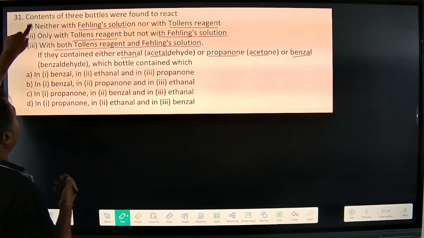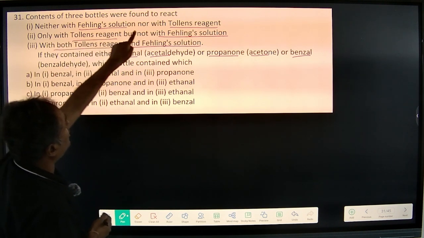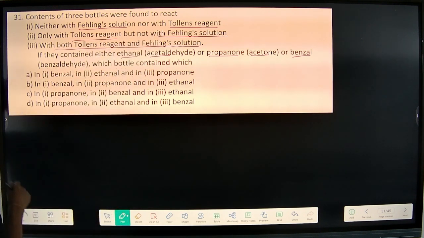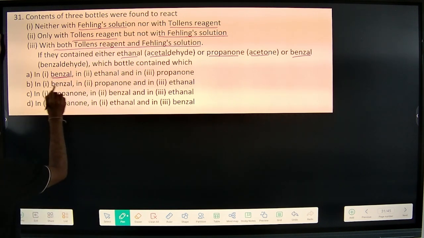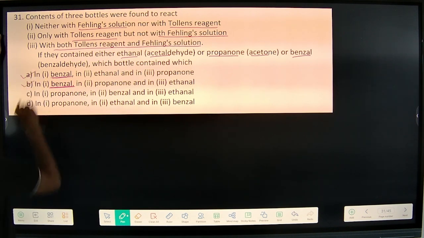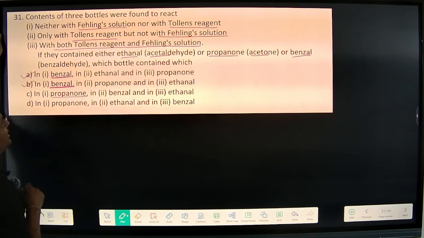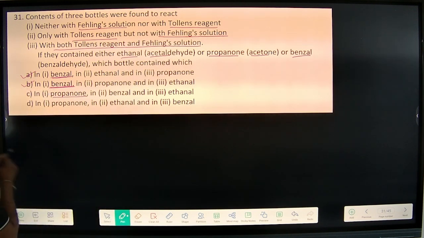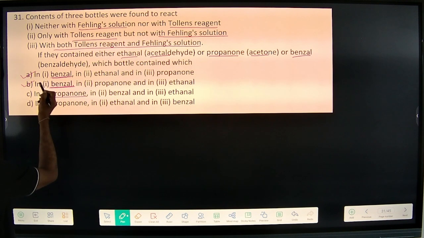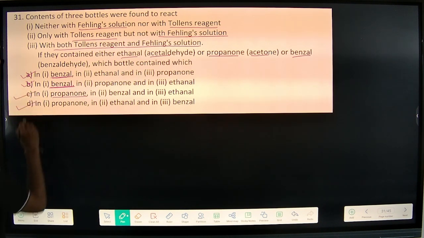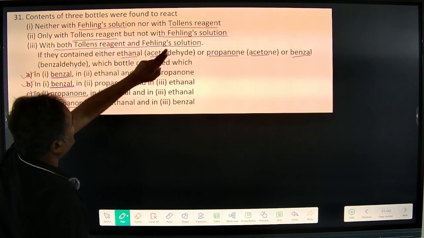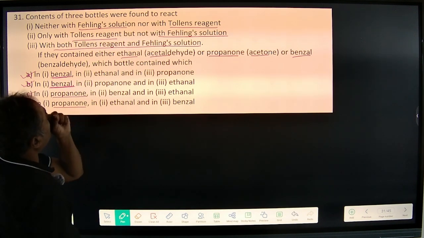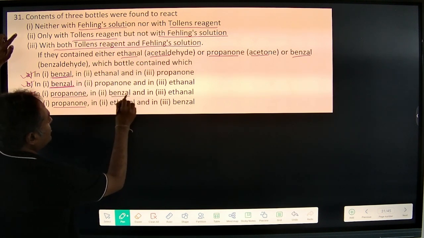Statement 1, bottle 1: neither with Fehling's nor with Tollens'. That means this is a compound which does not show both the tests. Now, see, benzaldehyde is an aldehyde, so it can show Tollens' test. That means both aldehydes can be the answer for Tollens', but ketones cannot show either test. The statement they are giving is that it reacts neither with Fehling's nor with Tollens', so statement 1 has to be a compound that does not react with both. Here benzaldehyde reacts with Tollens', that means this cannot be the answer. So your correct answer can most probably be either C or D, because ketones do not show both these tests. Now, come to the second statement, only with Tollens' but not with Fehling's. Out of these two options, which does not react with Fehling's? I think benzaldehyde does not react. So benzaldehyde out of these two options, if you see, is over here.